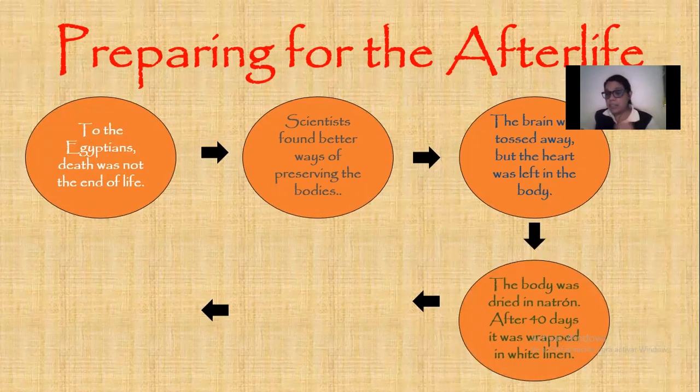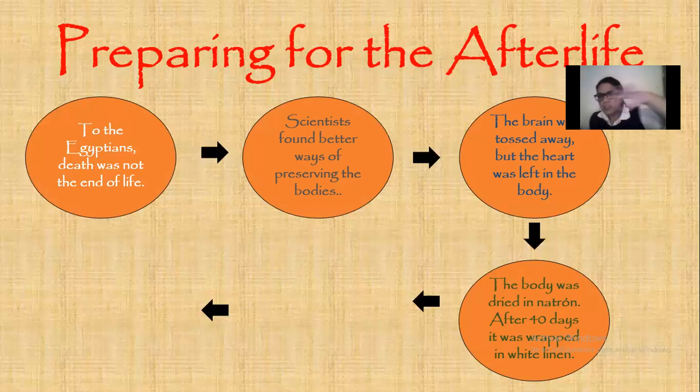The body was dried in natron. Natron, remember that is a salt. And the salt has the quality of absorbing all the liquid from a body, from a living thing. So this salt was all over the body for 40 days. After those 40 days, it was wrapped in white linen, which is a kind of fabric, a kind of bandage, you know, that was wrapped over the body of the person to be mummified, along with other resins and other substances that were used for that purpose. You see?